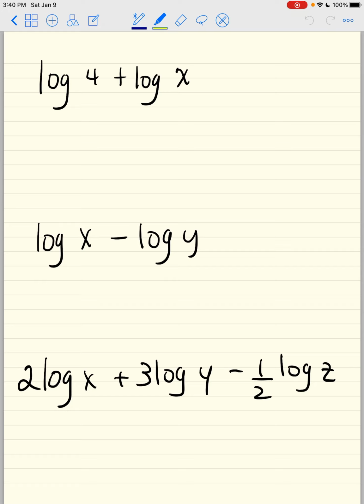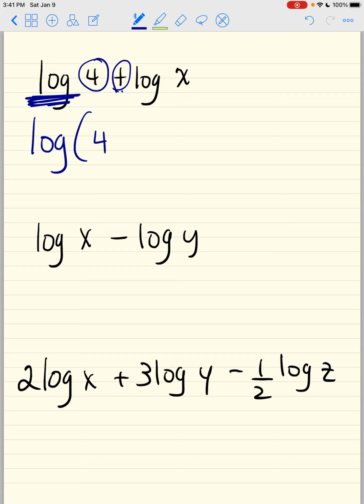Let's condense it. In other words, let's bring it from many logs into 1 log. So this is what I do. I like to think about it as factoring. So I factor out the log, and then it loses all its powers. You factor this guy out. You have 4. The plus goes back to multiplication, everyone. You factored out the log, and so you bring the x down. So this is just log 4x. And you can always check your answer by expanding it. Okay, let's try the next one.